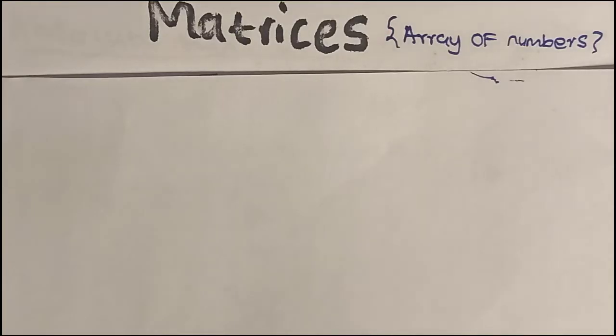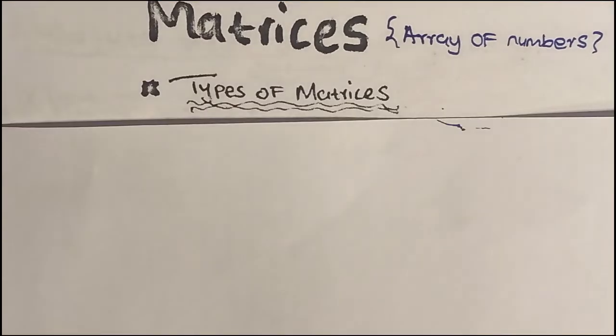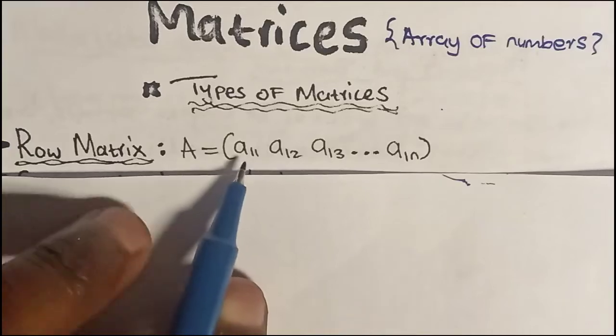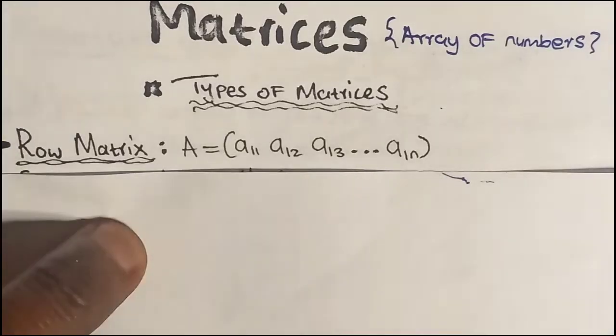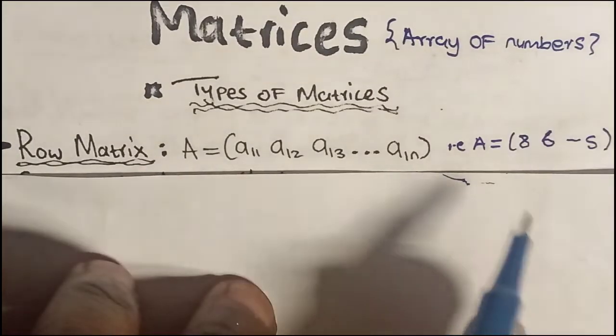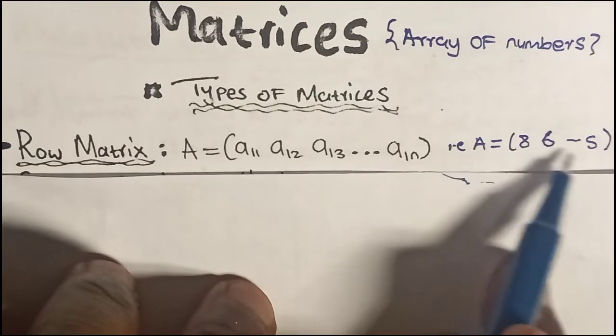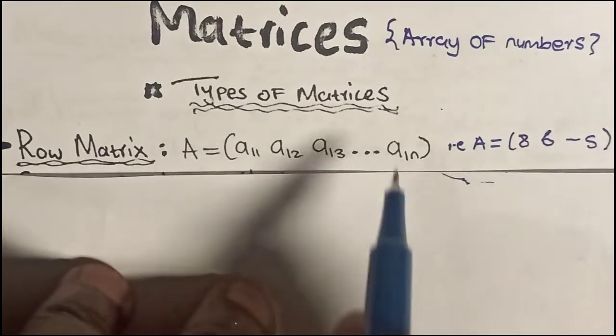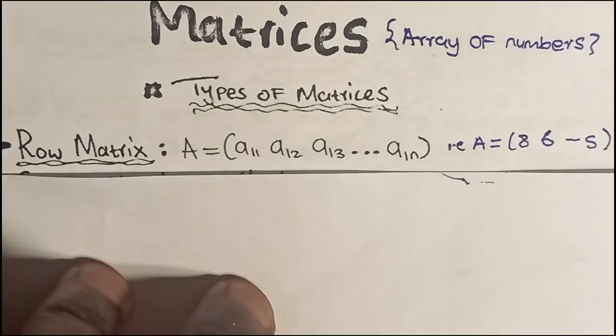Here we deal with an array of numbers. So we'll firstly focus on the types of matrices. We have a row matrix. This one is a matrix where numbers are presented in a row. We can have numbers like 8, 6, and -5 represented in a row as an example of a row matrix A.